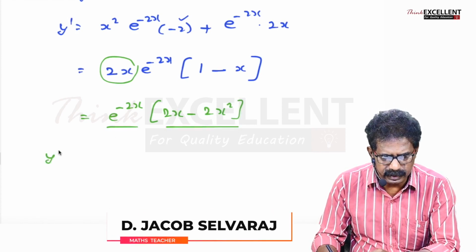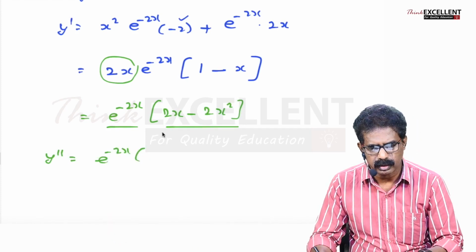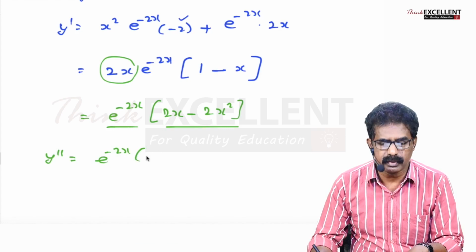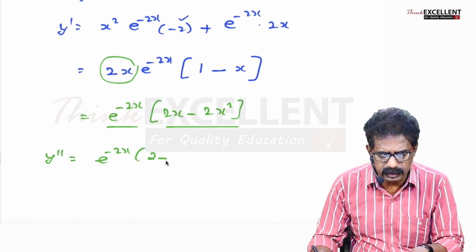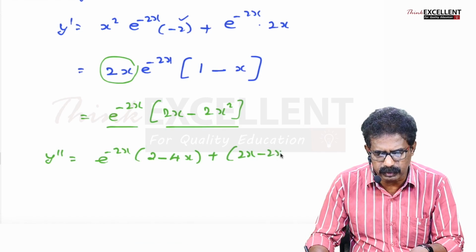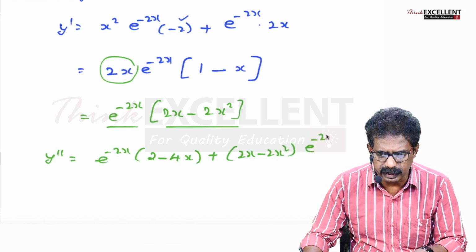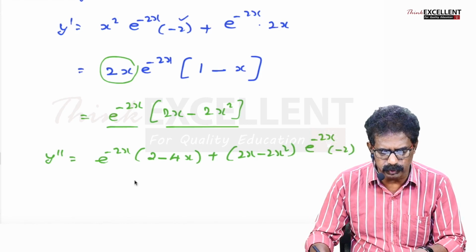So y double dash is equal to, first into e raised to minus 2x into, derivative of the second one, 2x derivative 2, minus 2x square derivative 4x. Plus second into, that is 2x minus 2x square into derivative of the first, e raised to minus 2x derivative e raised to minus 2x into minus 2.